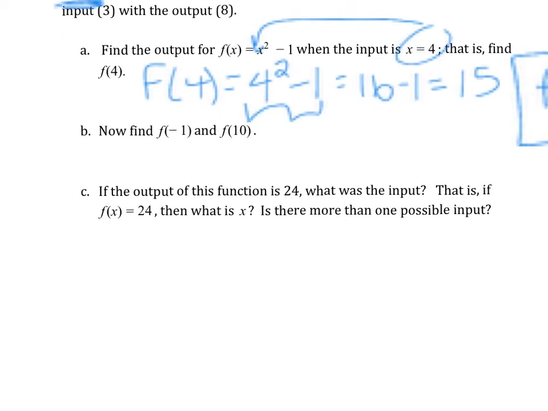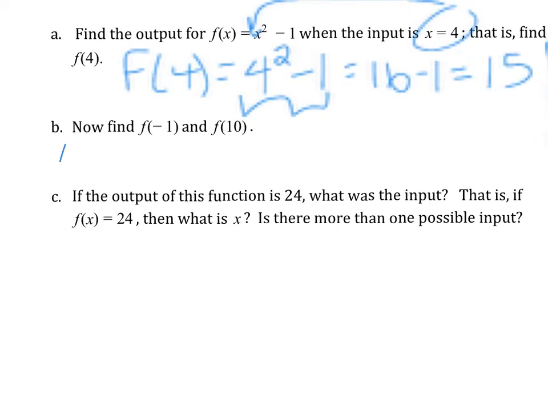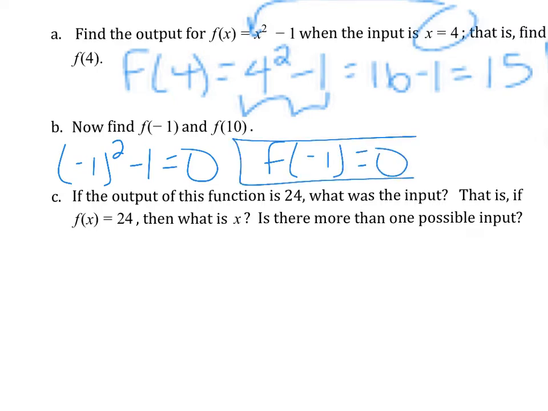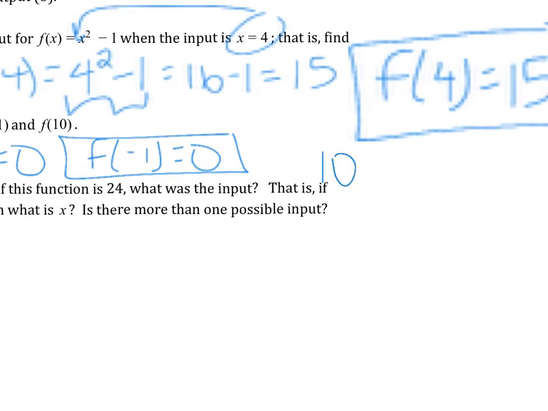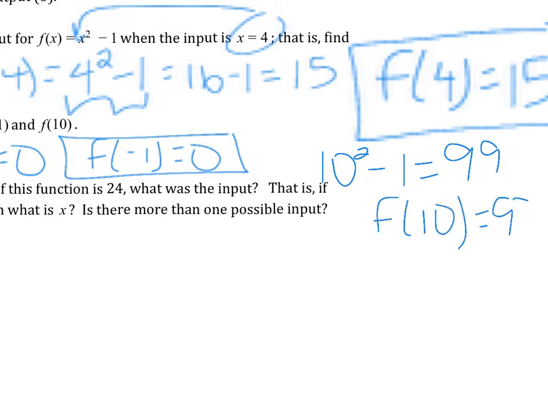So we're going to do the same thing with negative 1. So we're going to take negative 1 squared minus 1. So negative 1 times itself is 1. 1 minus 1 is 0. So F of negative 1 equals 0. And then we're going to solve using the number 10. Still the same problem. So 10 squared minus 1. So that's going to be 100 minus 1, which is 99. So F of 10 equals 99.